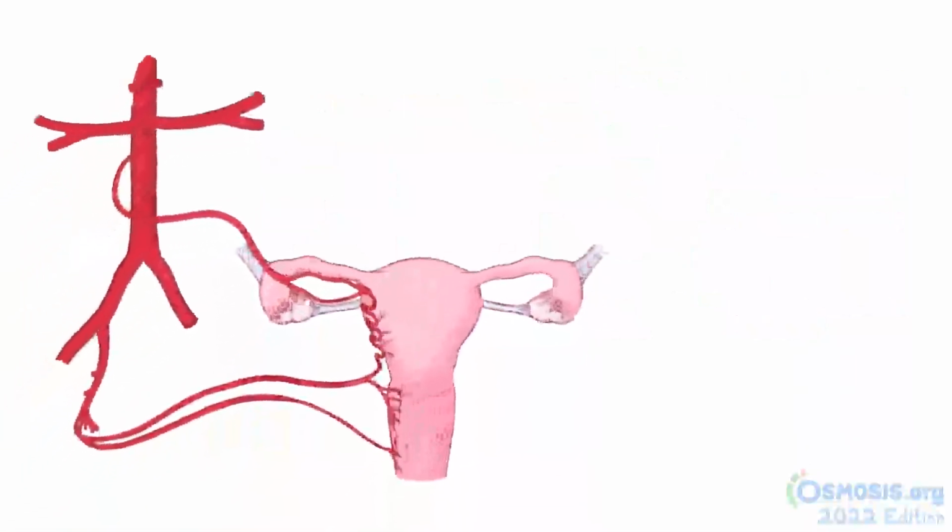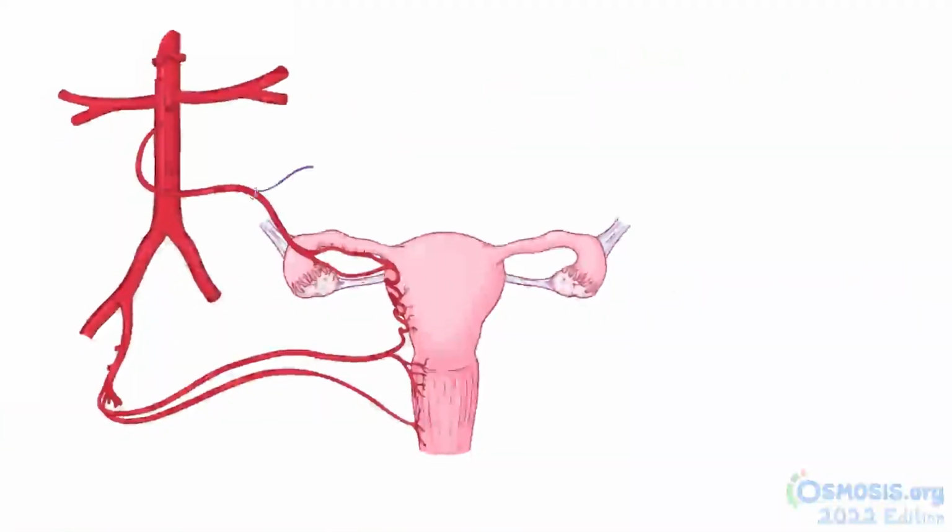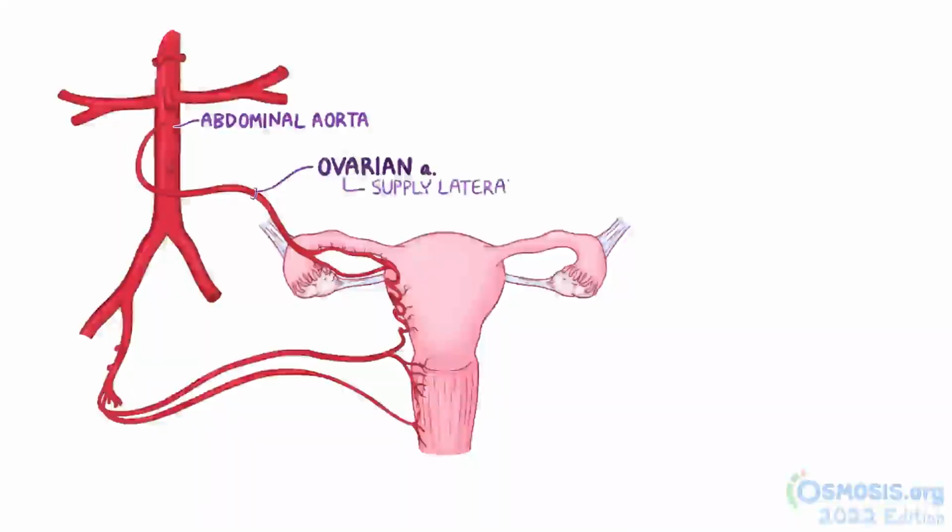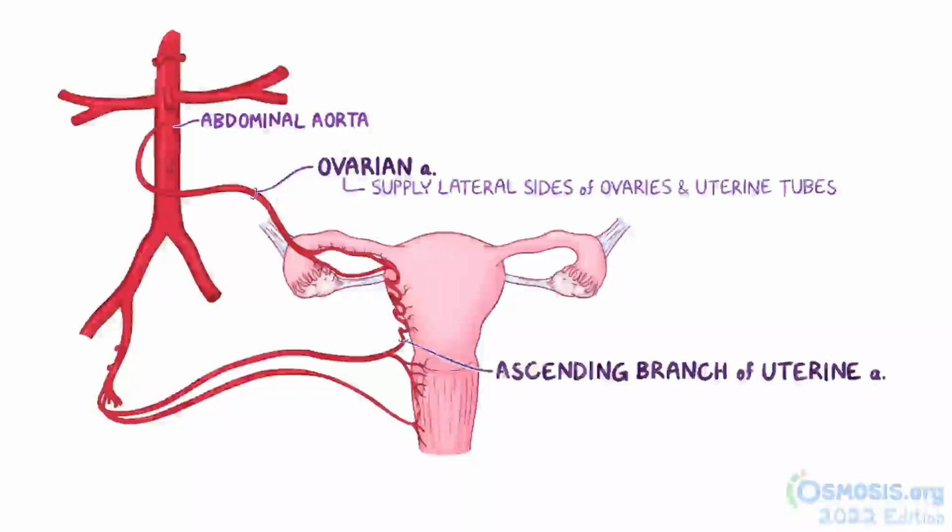There are 2 main arteries that supply both the ovaries and the uterine tubes. First is the ovarian arteries, which arise from the abdominal aorta and travel inferiorly behind the peritoneum and enter the suspensory ligaments of the ovaries to supply the lateral sides of the ovaries and the uterine tubes. Next are the ascending branches of the uterine arteries, which arise from the internal iliac arteries.